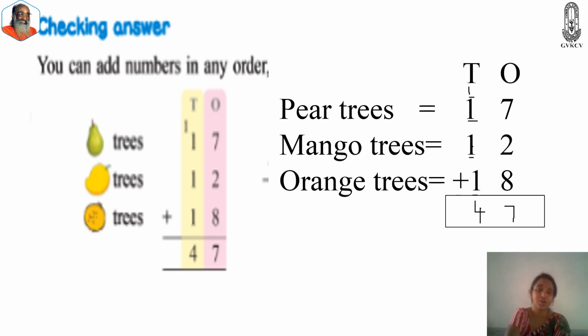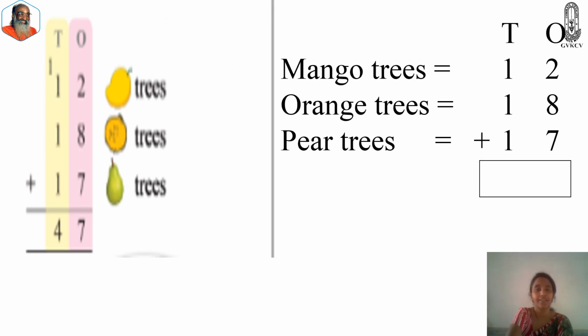Is your previous answer the same? 47 you have got, right? So the total number of trees is 47. We can check it in another way also. Let us check that one also. In this I wrote mango trees first, orange trees next, and last comes the pear trees. Now let me check this one also.